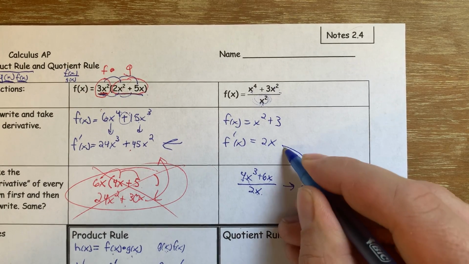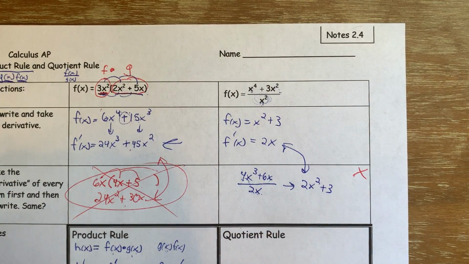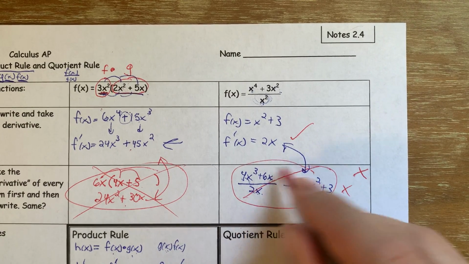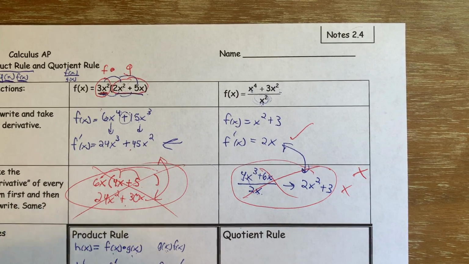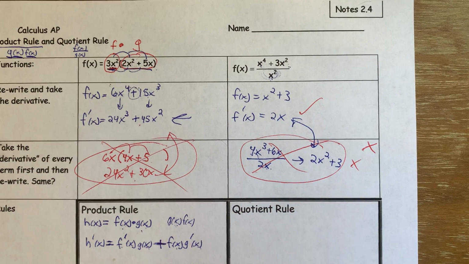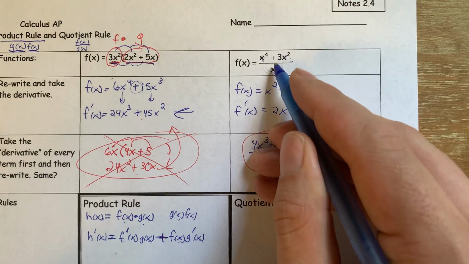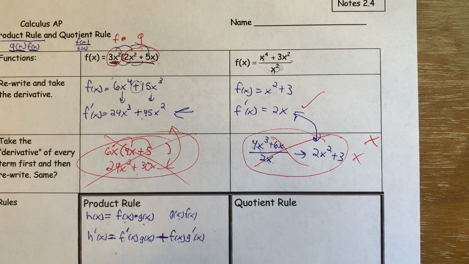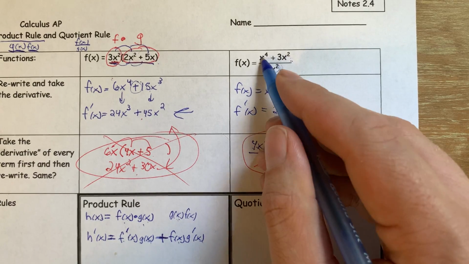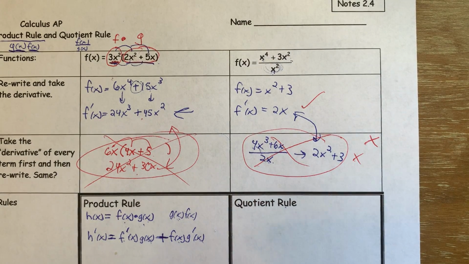And these are not the same. This one was right. This one is wrong. So you cannot take the derivative of the top and the bottom. Please don't do that. Some of you will sometimes until you get used to this, and then you won't do it anymore. Instead, when we have two functions dividing, and again, I would not use the quotient rule on this problem because you can just simplify it and make it not a quotient.